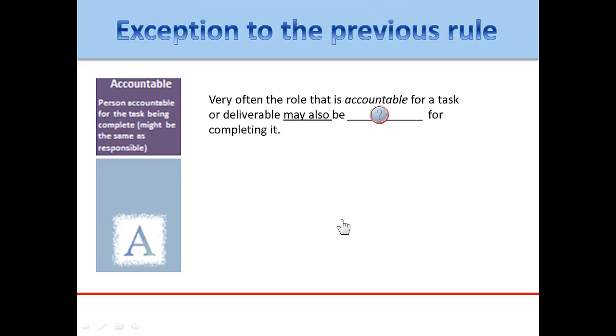There is an exception to the previous rule that I just gave you. Fill in the blank here. Very often the role that is accountable for a task or a deliverable may also be blank for completing it. The answer is responsible. Very often, the role that is accountable for a task or deliverable may also be responsible. That's especially true for smaller and simpler tasks. I want you to know that as a possible exception to the rule that I just talked about.